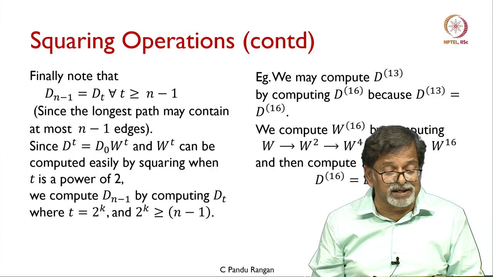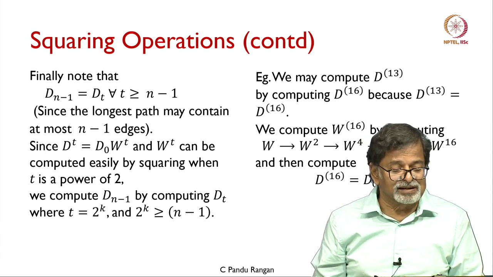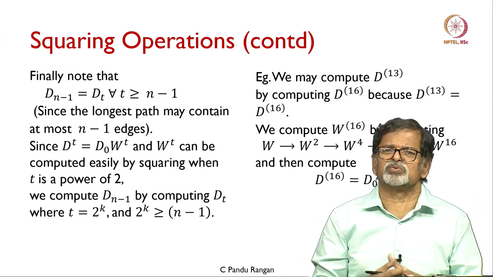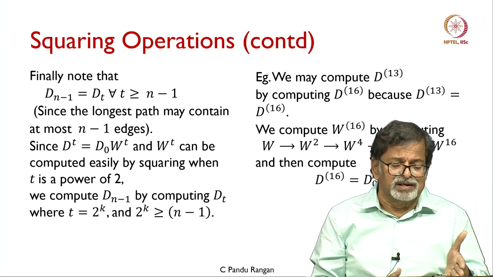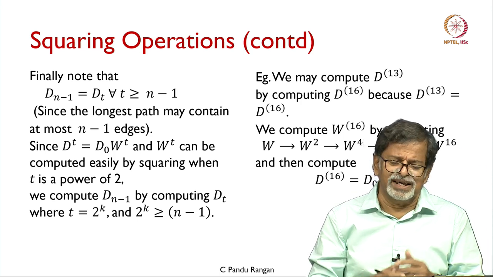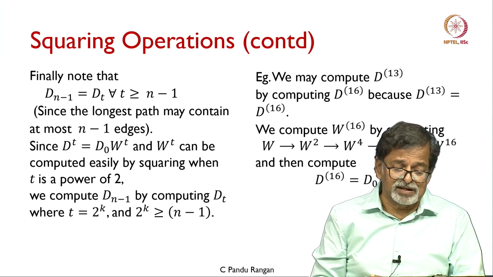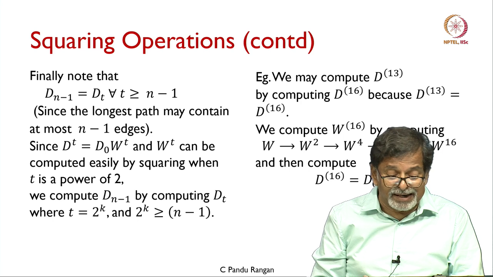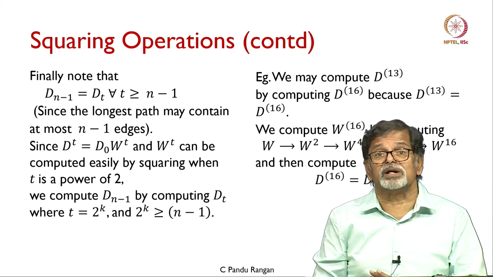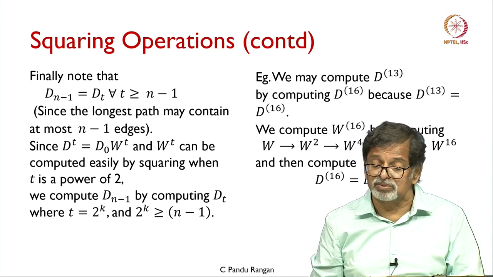Here is the idea behind a more efficient algorithm. Since the longest path can have only n-1 edges, Dt is equal to D(n-1) for all t. Any t larger than n-1 will have the same value. Therefore, D(n-1) can be computed by computing Dt, where t is the nearest next power of 2.